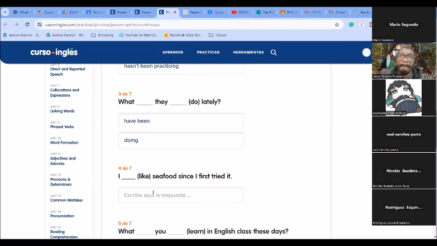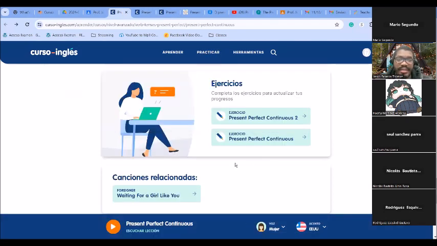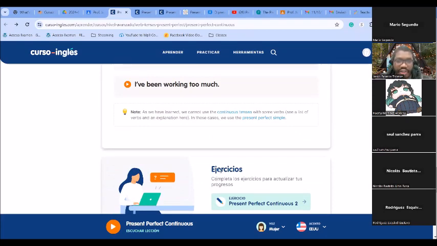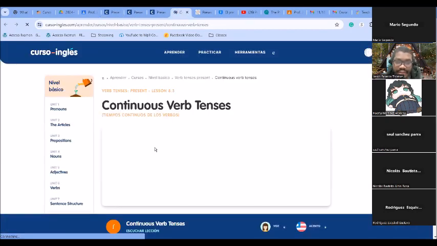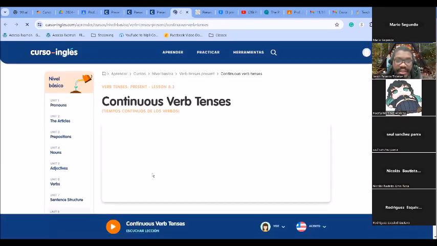I have been liking seafood since I first tried it. No, no, because like is one of those verbs that you do not conjugate. Remember, we have a lot of verbs in English that tell us a few things, all right? And you should go back and double check it.